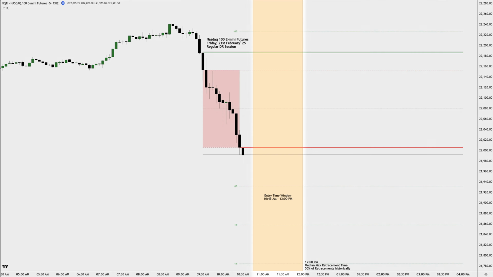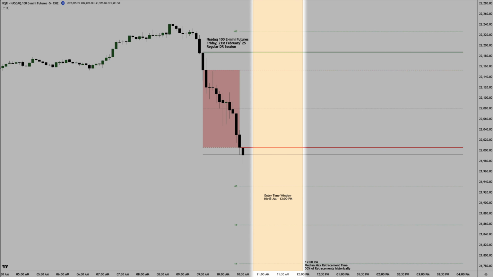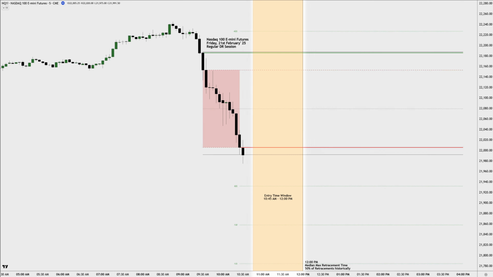Now that we identified a strict time window for entries, we can bring that onto our chart. This means everything after 12 p.m. is not of interest for our time and price-based trading, and no entries should be taken after.